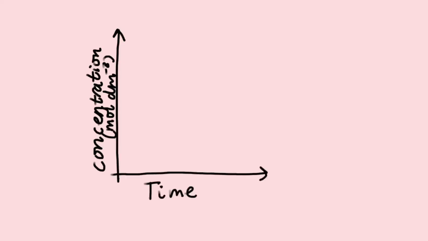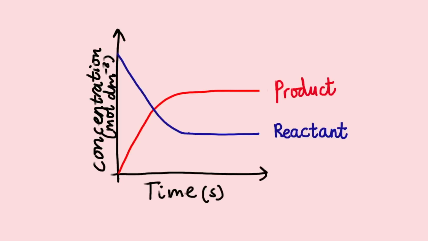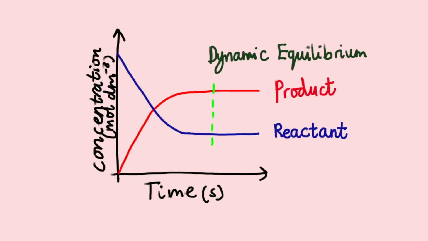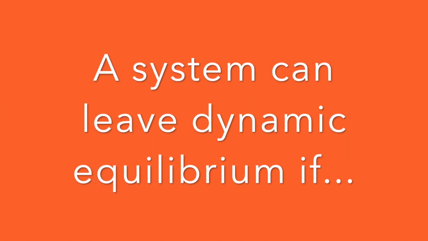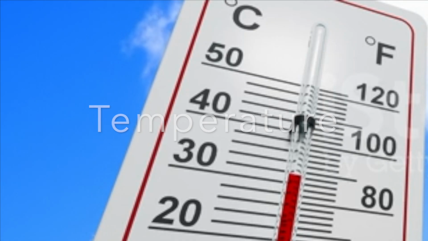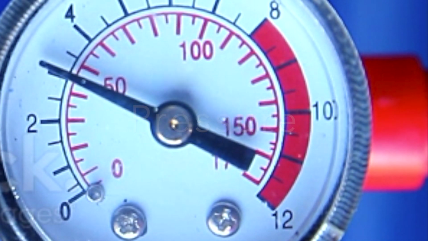If we plot a concentration time graph, we can show dynamic equilibrium by looking at the change in concentration of the reactant and product over time. Dynamic equilibrium is shown to have been established when the concentrations of the reactants and the products remain constant. The chemical system likes to remain in dynamic equilibrium, but the system will leave dynamic equilibrium if there is a change in temperature, pressure, or concentration.